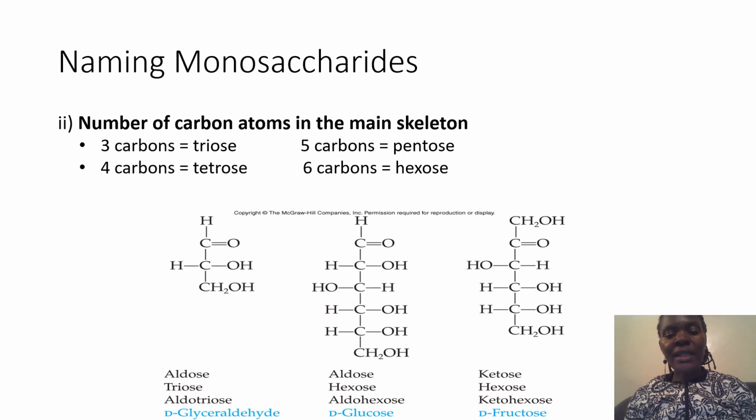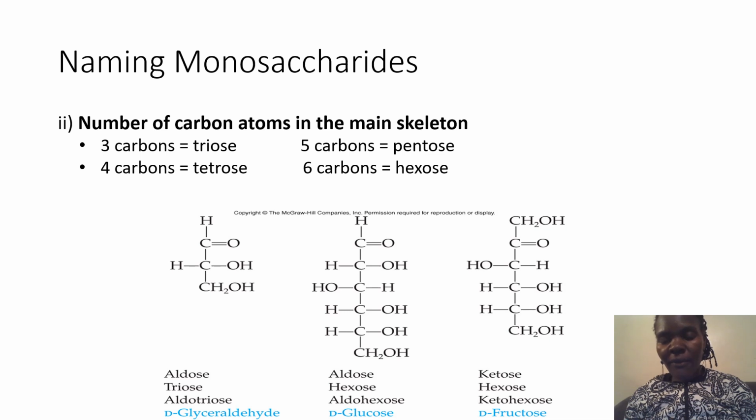The second example has an aldehyde group at carbon atom number 1, and 6 carbon atoms, 1, 2, 3, 4, 5, the 6th one. It is an aldehyde, meaning it is an aldose. With 6 carbons it is a hexose, so it is an aldohexose. Whatever is shown there is D-glucose.